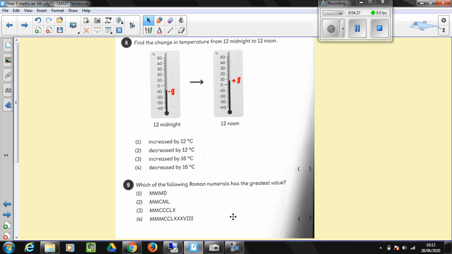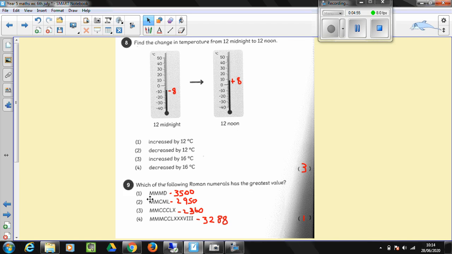The next question is another Roman numerals question. Which one has the greatest value? We're seeing this time, can you convert from Roman numerals back into digits that we would use now? Have a go. The difference here is an increase by 16 degrees.